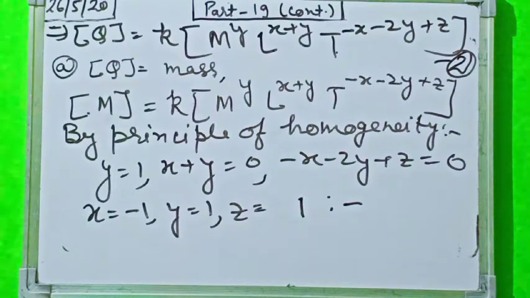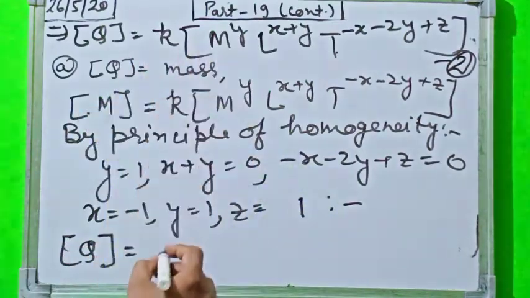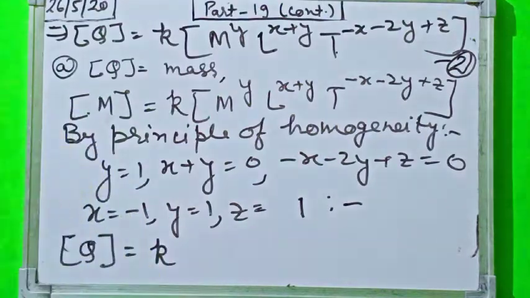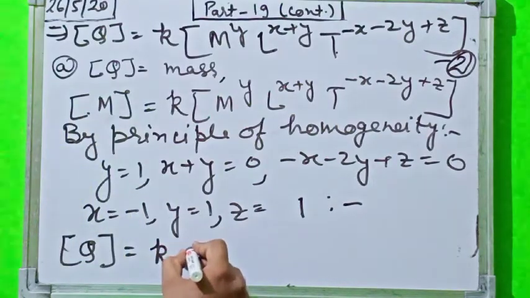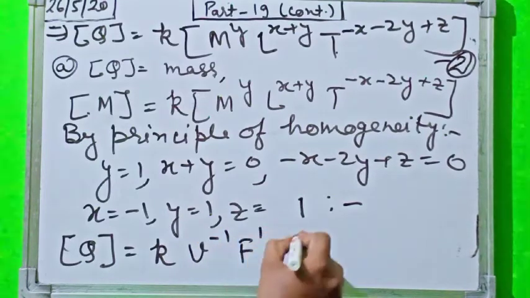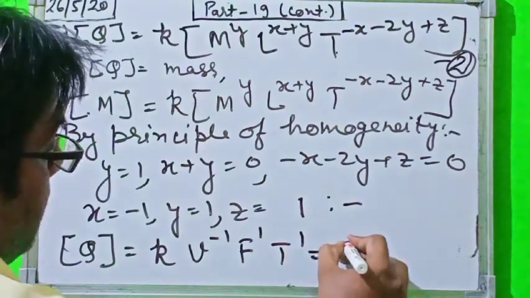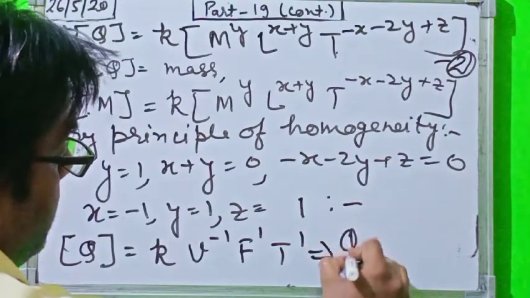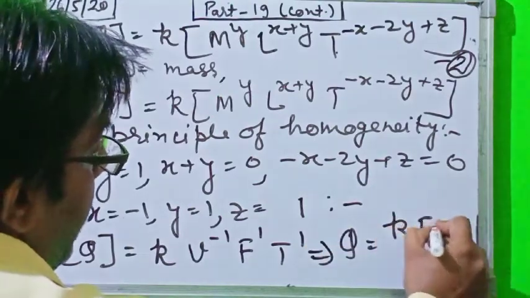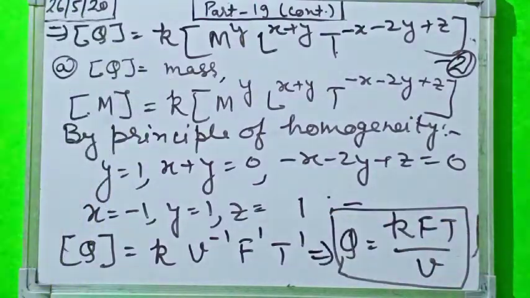Now substituting these values in equation 1, you will get Q is equal to K, since K is dependent on velocity power minus 1, force power 1 and time power 1, and you will get the formula Q is equal to K F t upon V. This is the case when Q is considered as mass.